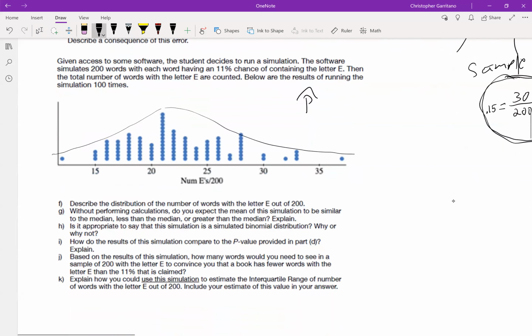All right, I'm not going to go into part F, describe the distribution. Again, center, shape, spread, unusual features. Yes, I think it's okay if you describe this as slightly skewed right. Totally think that's fine. I wouldn't say that it's bimodal though.